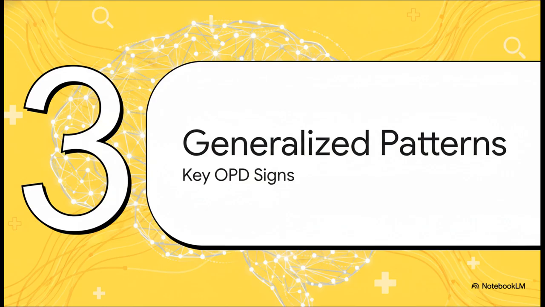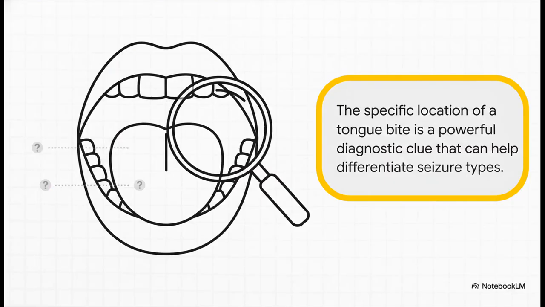And, yep, you guessed it, they've got their own special set of clues we need to look for. Okay, let's talk about a classic sign, the tongue bite. Everyone asks about it, right? But here's where being a sharp clinician comes in. It's not just if they bit their tongue, it's where. The location is everything, and it can be a massive clue.